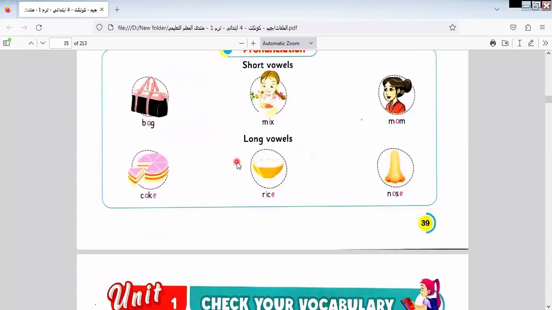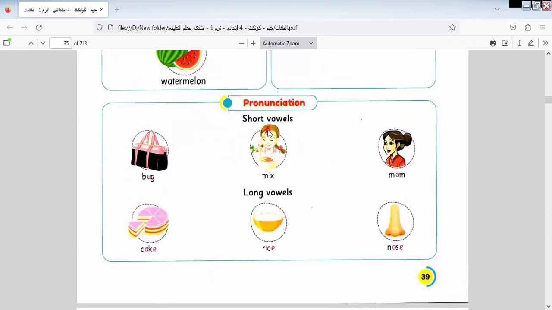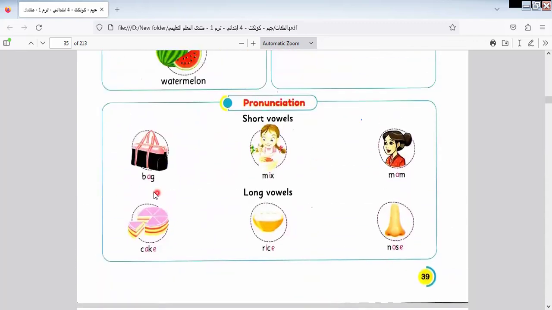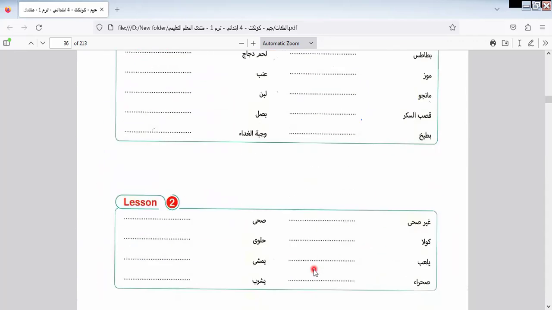Here is the pronunciation. Let's read it together: short vowels and long vowels. This pronunciation is in the dictionary. You can look it up in the dictionary. I will read it with you. Bag, mix, mum, this is short vowels. Long vowels, we can say cake, rice, nose. This is long vowels. Okay.